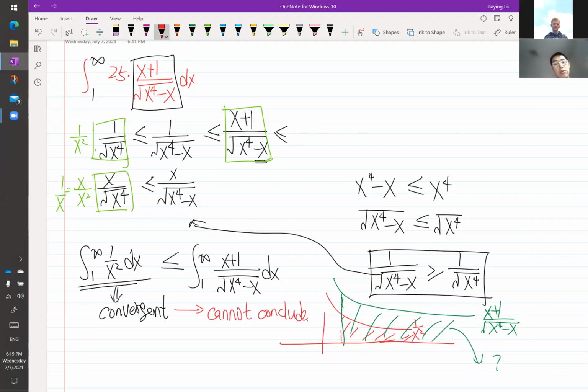Based on this function 1 over x squared. But what about the function that's the second choice, the 1 over x coming from x over square root of x to the fourth? This one is also going to be less than the function that we want to compare with, right? Both of them are less than the one that's given.